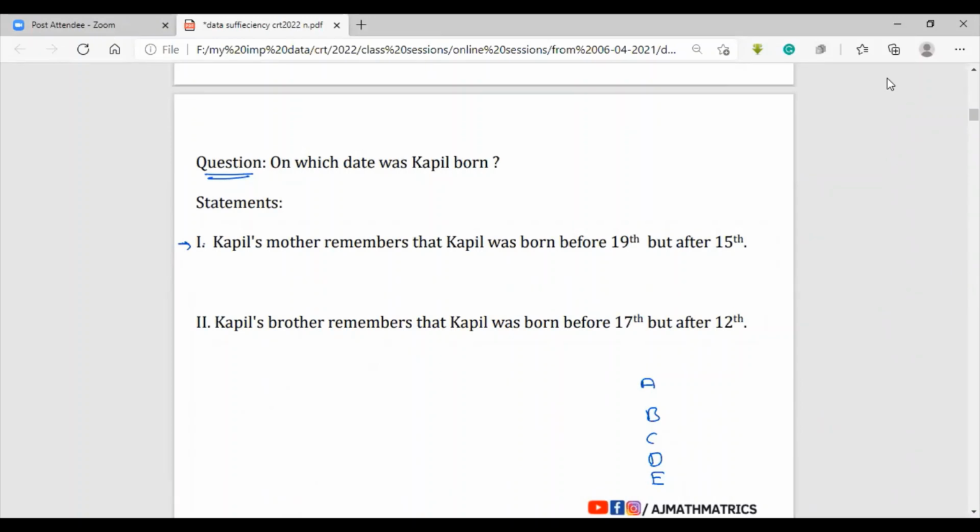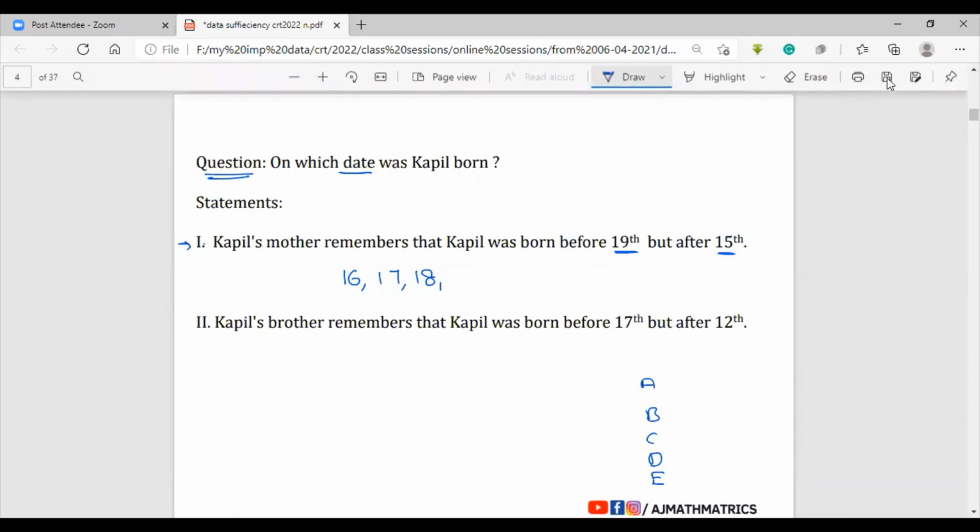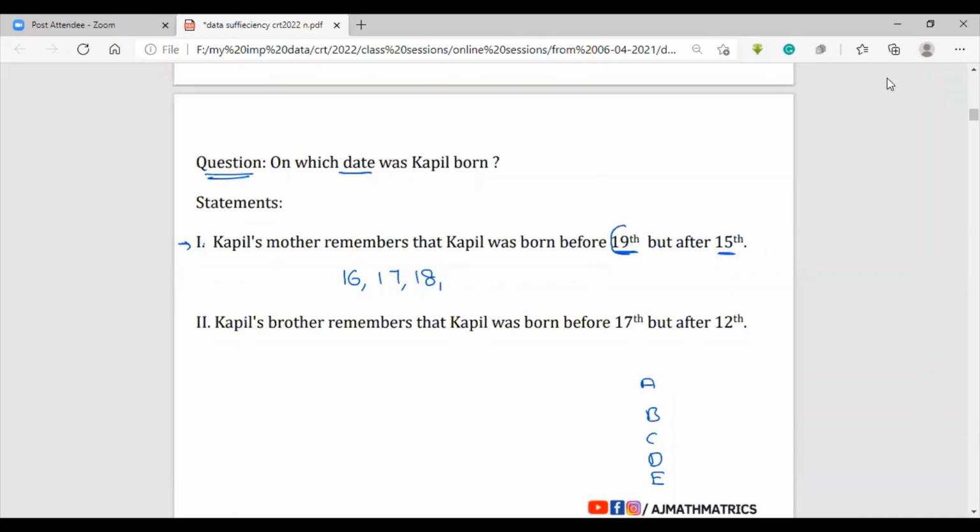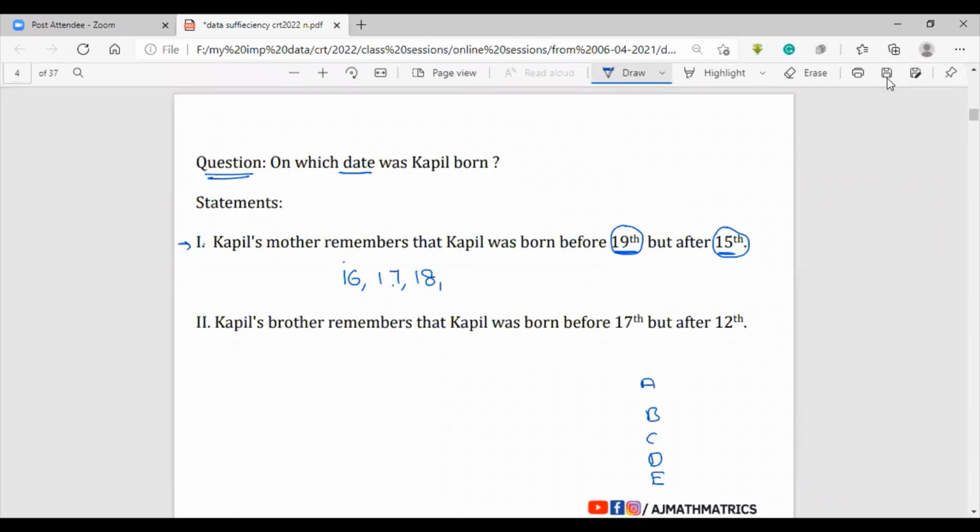First, read the question. On which date was Kapil born? That's the question. Now, the statement: Kapil's mother remembers that Kapil was born before 19th and after 15th. After 15th means it can be 16, 17, or 18. And before 19 means we can't consider 19. So the answer must be either 16 or 17 or 18.